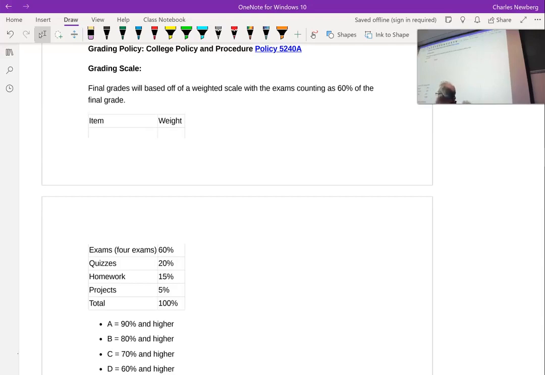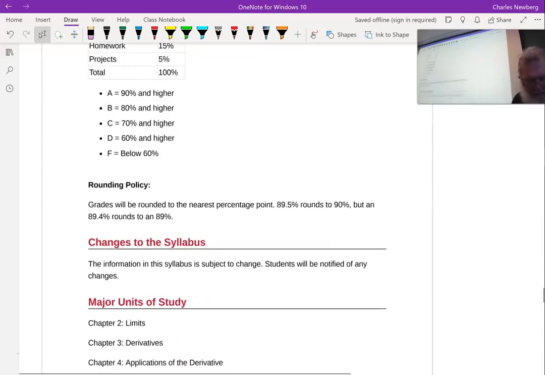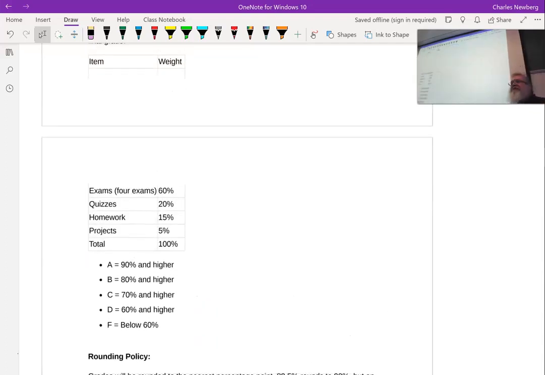And then the project's 5%, which is a 0.5 grade. So you need to still do those projects. All right, and standard 90, 80, 70, and so forth. All right, questions about how you get your grade?